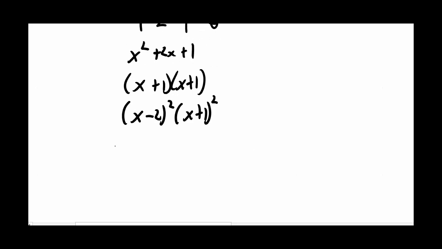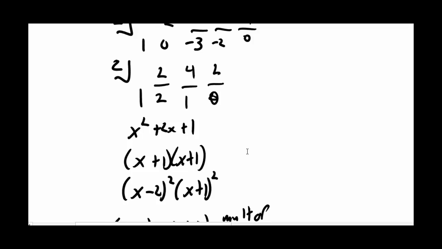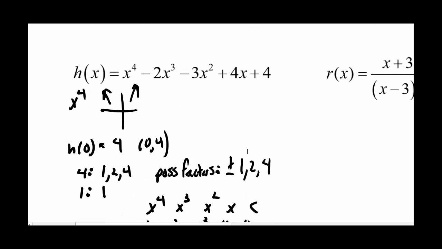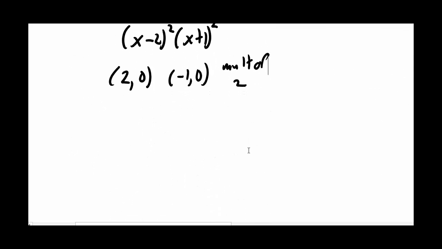Okay. So it crosses the x-axis at 2, 0 and at -1, 0, both with a multiplicity of 2. So it bounces off both of those. Alright, so let's go get our other numbers. We got a y-intercept of 4. Okay, sorry about that. Alright, so 1, 2, 3, 4. Hey, I don't have to have weird scaling on this one. That's nice.